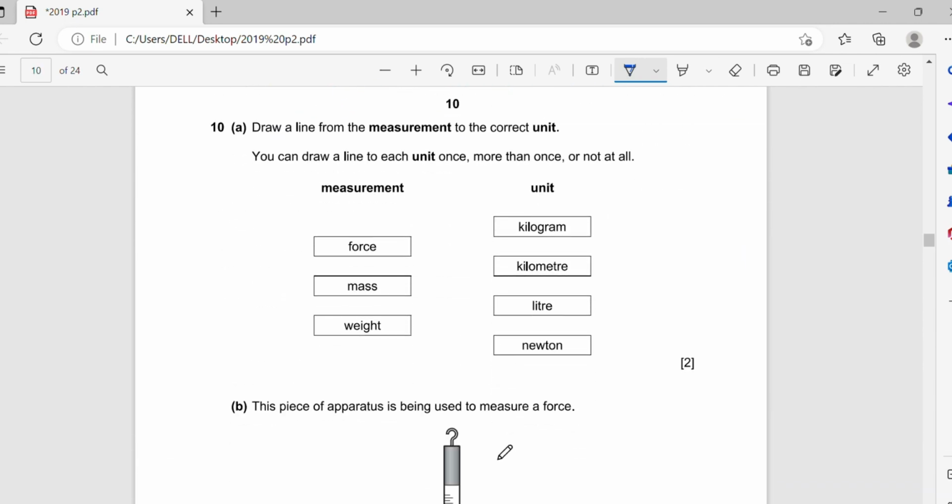Question 10. Draw a line from the measurement to the correct unit. مهم جدا ال units of measurement ومهم جدا ال devices to measure. عندي هنا الفورس واحنا عارفين اليونت بتاعها ايه؟ الفورس اليونت بتاعها نيوتن. الماس كيلو جرام. الويت ايه؟ It's tricky somehow بس احنا عارفين ان ال weight is a force يبقى برضو ال نيوتن as well. يبقى هنا we didn't use the kilometer or the liter.